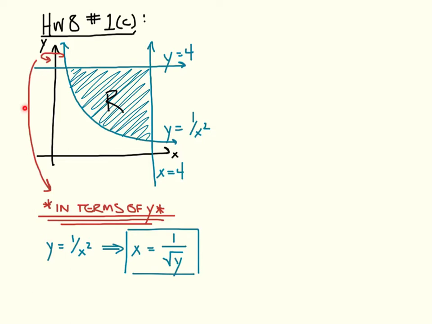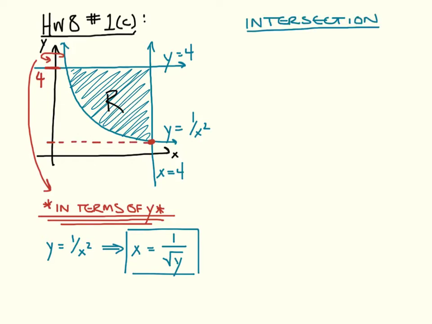We also need the bounds to be in terms of y. One of them is already given to us, which is nice. We know that the top bound is y equals 4. Then the question is, this is the bottom edge of the region. What is that corresponding x value?